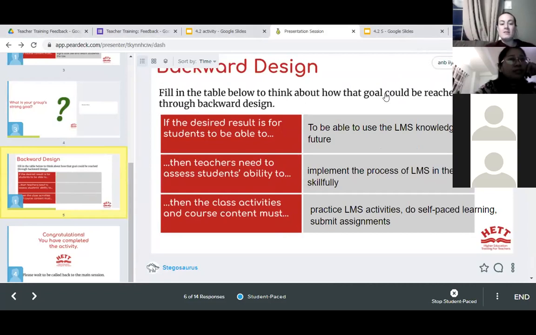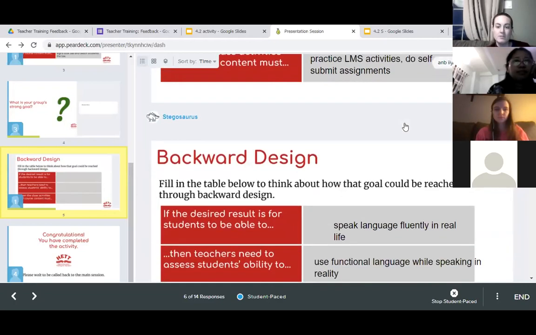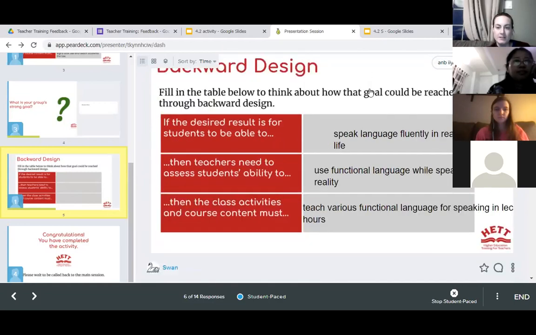Yeah, maybe not in their future, but in real life practices. And then the teacher needs to assess students' ability to implement the process of LMS in their activities skillfully. Yeah, I think this would be for a teacher. So then the class activities and course content must practice LMS activities, do self-paced learning, submit assignments. Yeah, that'd probably be fine.